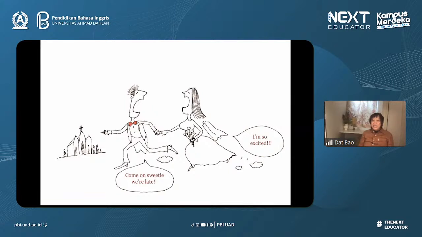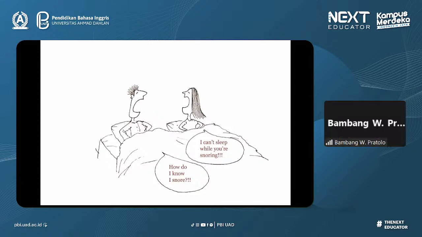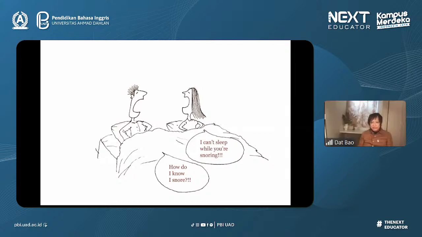Come on, sweetie, we are late for the ceremony. Oh, I'm so excited, honey. Yeah. Or they could be in the car, yeah, in an open rooftop car. And the car is modern and they are going together and they are like, let's go, let's marry. Or they are fighting, husband and wife. Wife says, I cannot sleep. You're snoring. Husband says, you are a liar. I don't snore. I didn't hear myself.